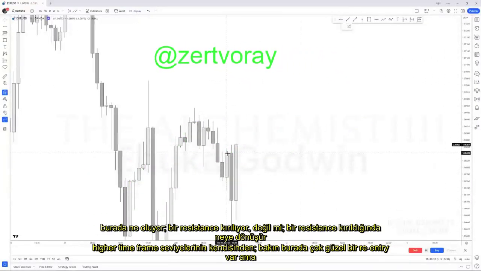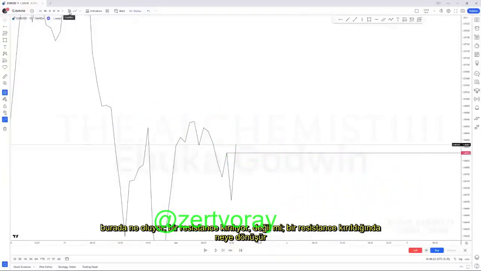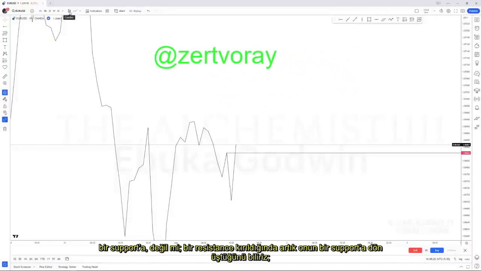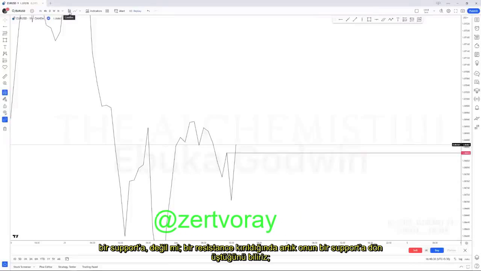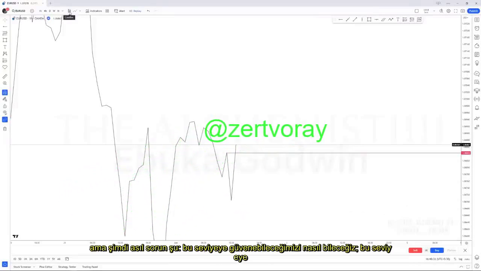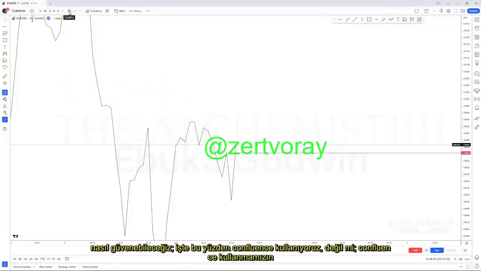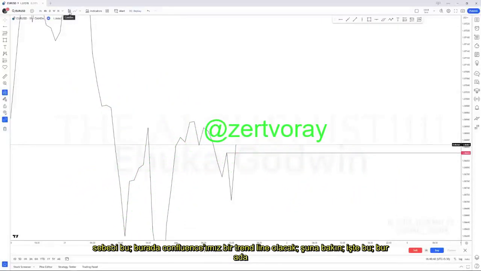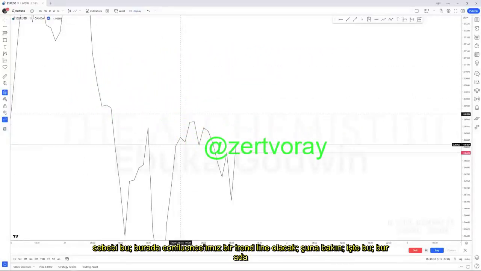What is this? A resistance being broken, right? A resistance being broken, then it turns into what? A support, right? Once a resistance is broken, we know that it turns into a support. But now, how do we know that we could trust this level? That's the problem. That is the reason why we use confluence, right? So our confluence will be a trend line. Look at this. Where's this?